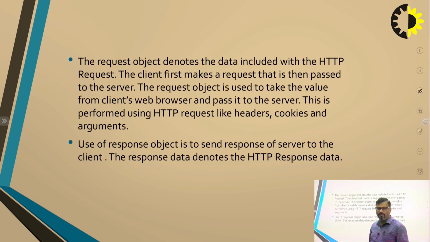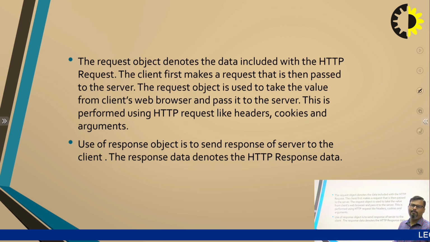Then the request object denotes the data included with the hypertext transfer protocol request. The client first makes a request, then it is passed to the server. The request object takes the value from the client and web browsers and passes it to the server. This is performed using an HTTP request, like headers, cookies and the arguments.